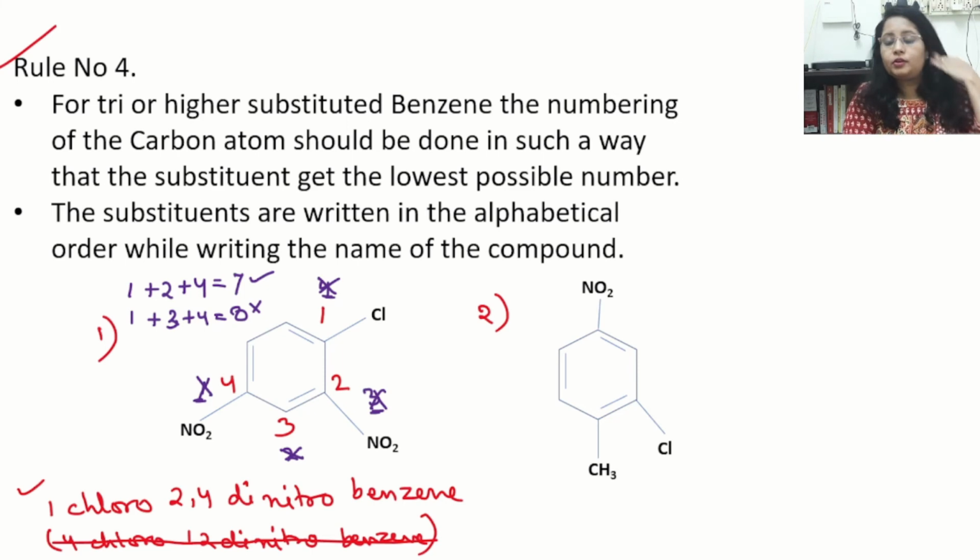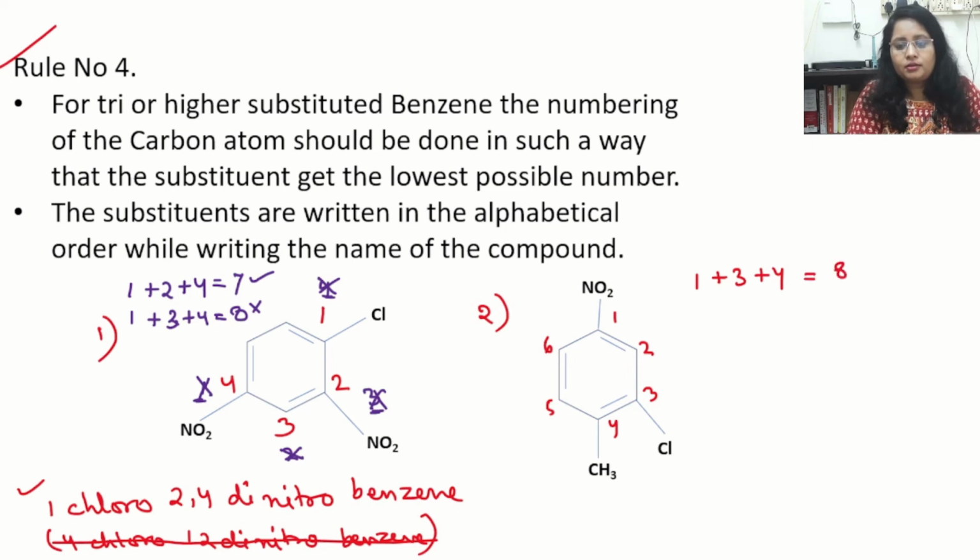Let's have an example number 2. First of all, we will do the numbering of the carbons. So numbering should be done in such a way that we will get the lowest possible number. So shall we start from here? 1, 2, 3, 4, 5, 6. We can do like this. What should be the addition number? The result will be 1 plus 3 plus 4. Okay, this should be 8.